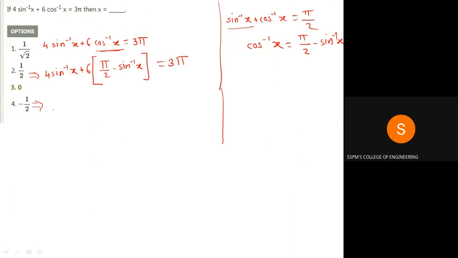4 sin inverse x plus 6 into the bracket pi by 2 minus sin inverse x. We write this 4 sin inverse x as it is, plus, now we multiply this 6 to each term in the bracket: 6 pi by 2 minus 6 sin inverse x is equal to 3 pi.